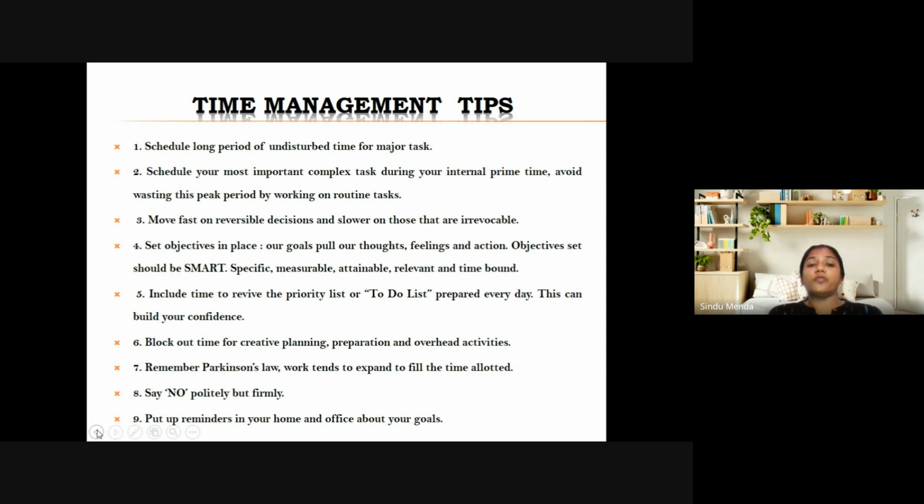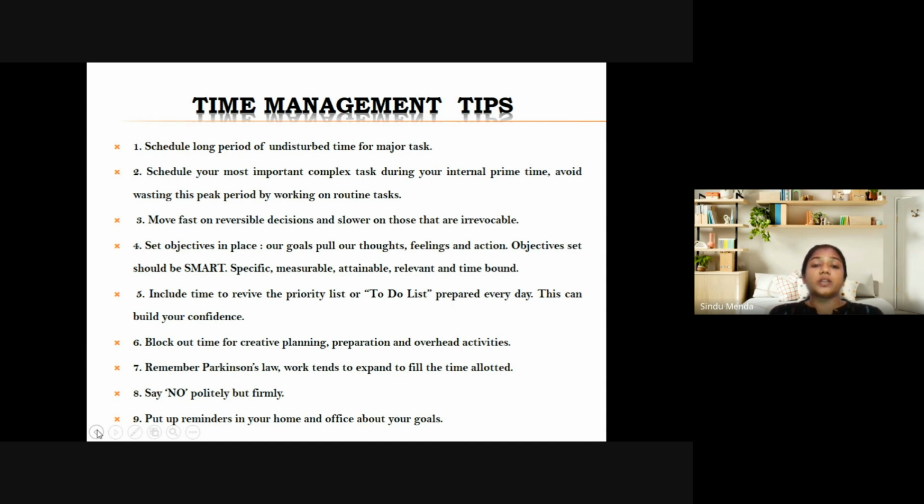Next one is move fast on reversible decisions and slower on those that are irrecoverable. You need to take fast decisions, and you should not look back at the decision you took, so that you can maintain productivity with the flow.